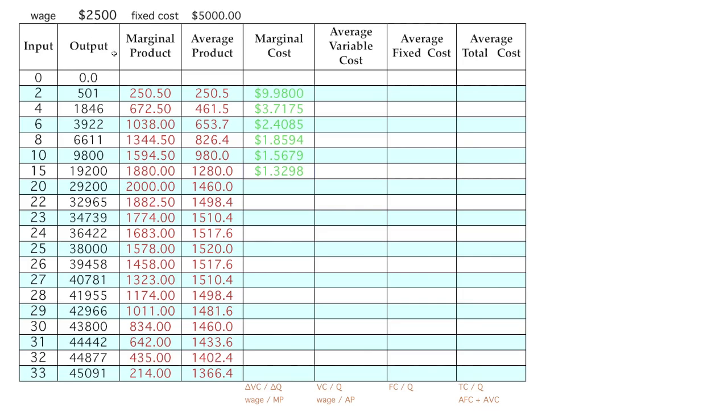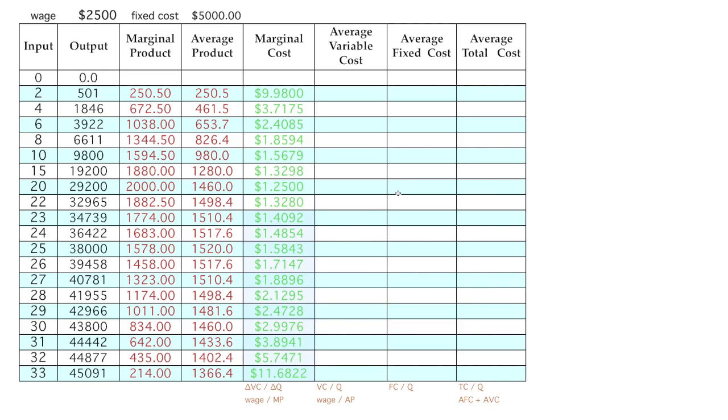The next line on the table, take 2,500 divided by the 2,000 marginal product, and you'll get $1.25. Now, notice as the marginal product is going up, the marginal cost is going down. The marginal cost is an inverse of the marginal product, because you're taking the wage divided by the marginal product. So they're inversely related. So hopefully that's enough to give you an idea of how to get these.